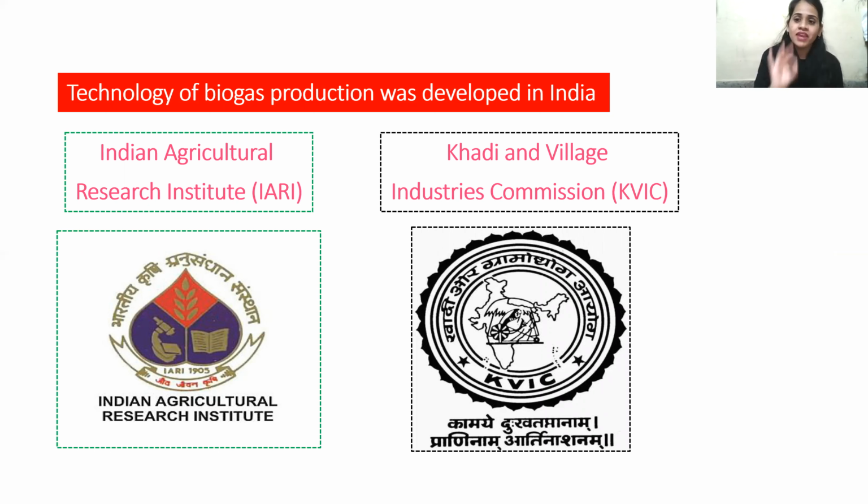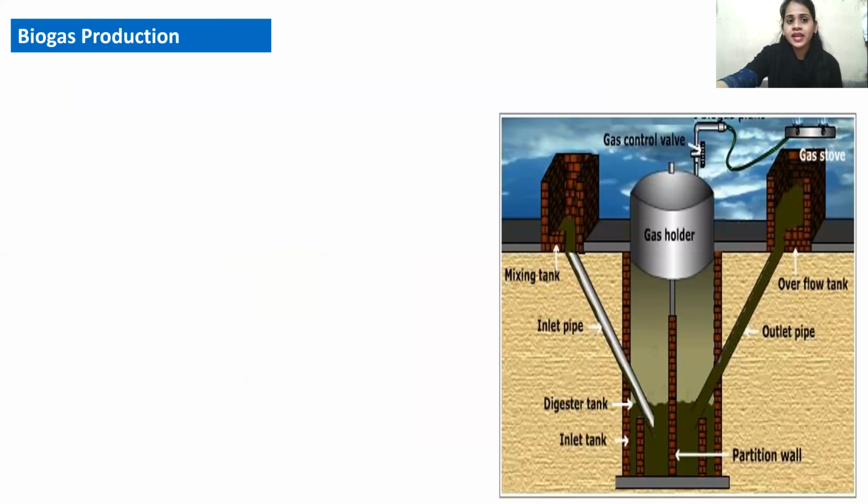KVIC. Very important line from your NCERT. You need to remember these two institutions. The first one is the Indian Agricultural Research Institute, and the second one is the Khadi and Village Industries Commission. So these are the two technologies of biogas production which have been developed in India.